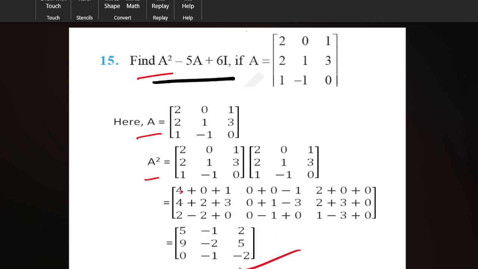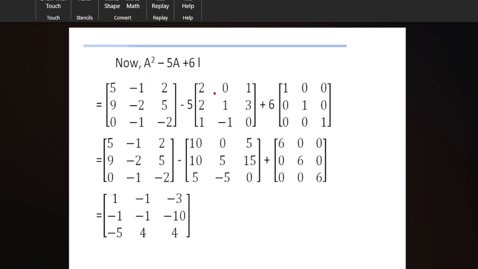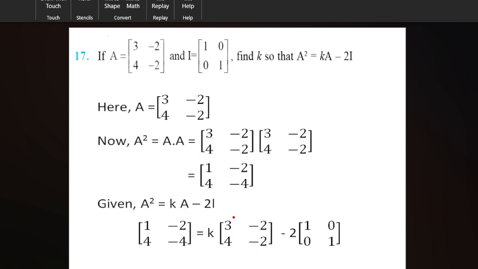Next we replace here in the polynomial, that is a square minus 5a plus 6i. So a square value is this, then 5 into this will give this matrix, multiplying by a scalar, then 6i means 6, 0, 0, 0, 6, 0, 0, 0, 6. So we'll get this matrix. Okay, this is like the polynomial of matrices we have done.